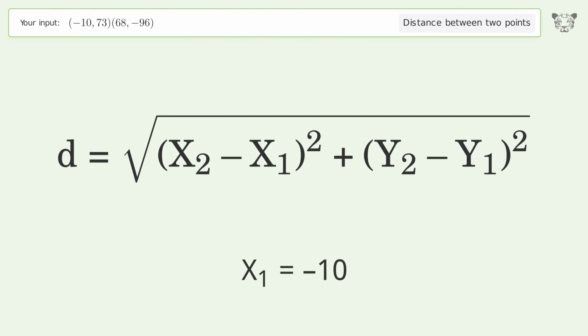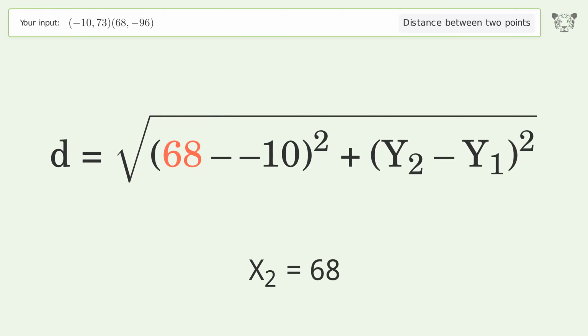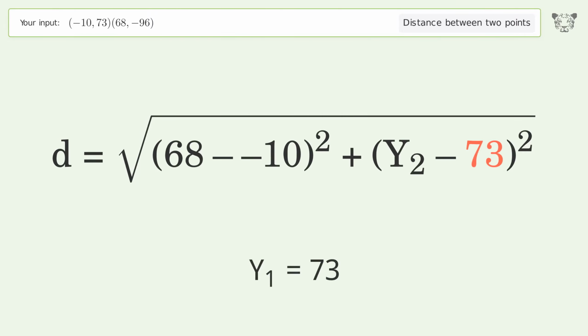x1 equals -10. x2 equals 68. y1 equals 73. y2 equals -96.